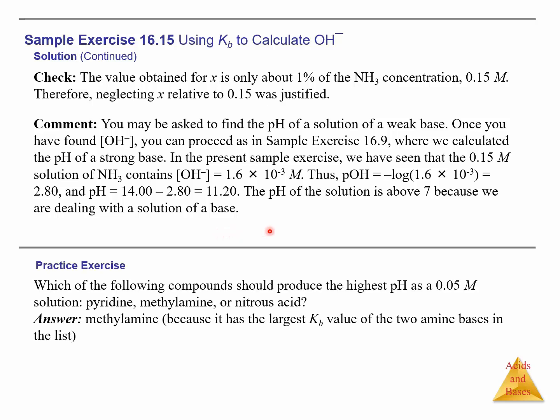You can also look at the practice exercise, which asks which of the following compounds should produce the higher pH as a 0.05 molar solution: pyridine, methylamine, or nitrous acid. Methylamine, because it has the largest Kb value of the two amine bases in the list. So the largest Kb will give the highest pH.